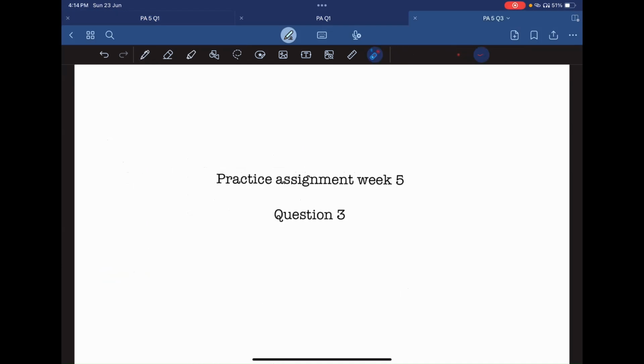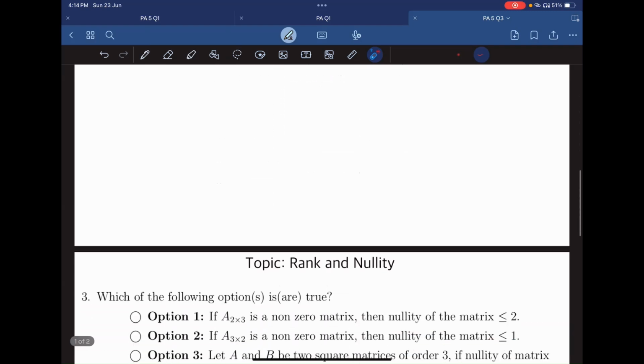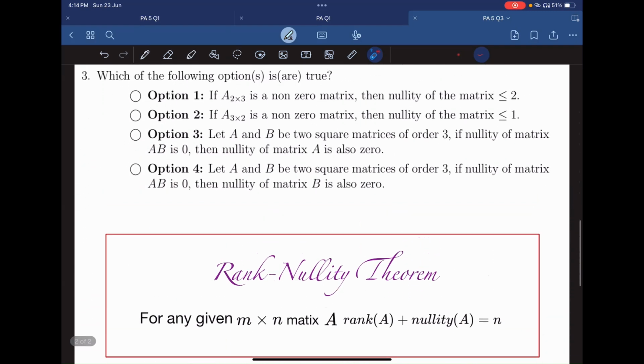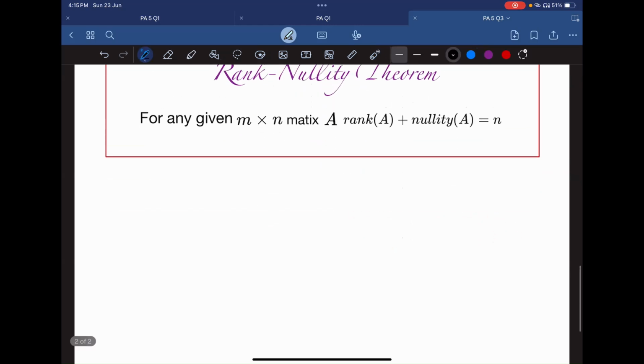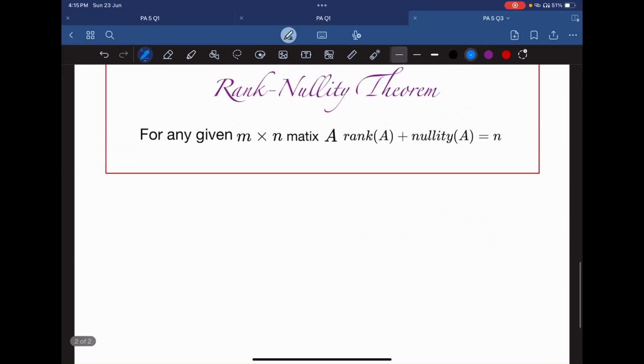So let's now solve question number 3. Which of the following options are true? For checking the correctness of these options, we will be using the rank nullity theorem that says for any m cross n matrix A, rank of A plus nullity of A is equal to n. So let's look at each option one by one.